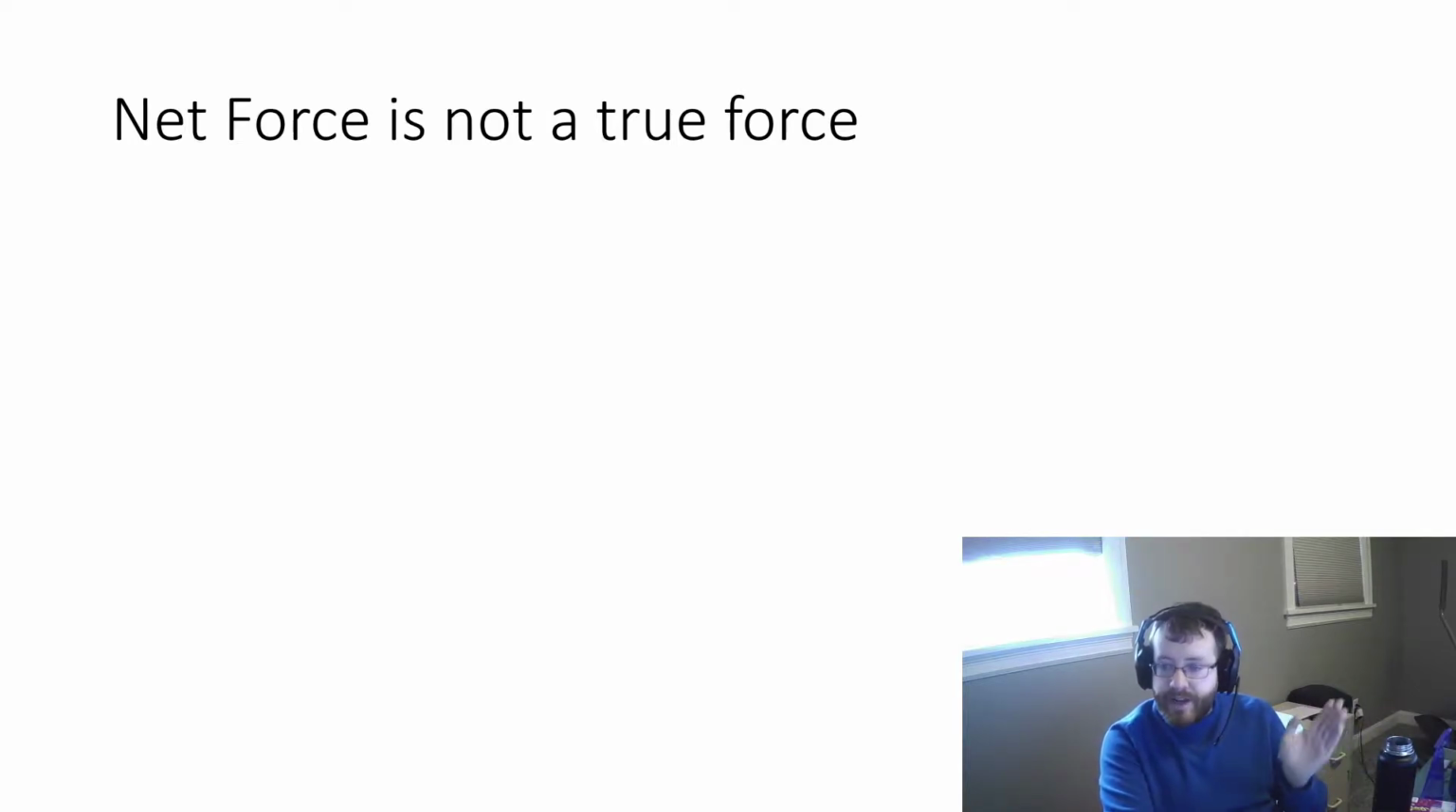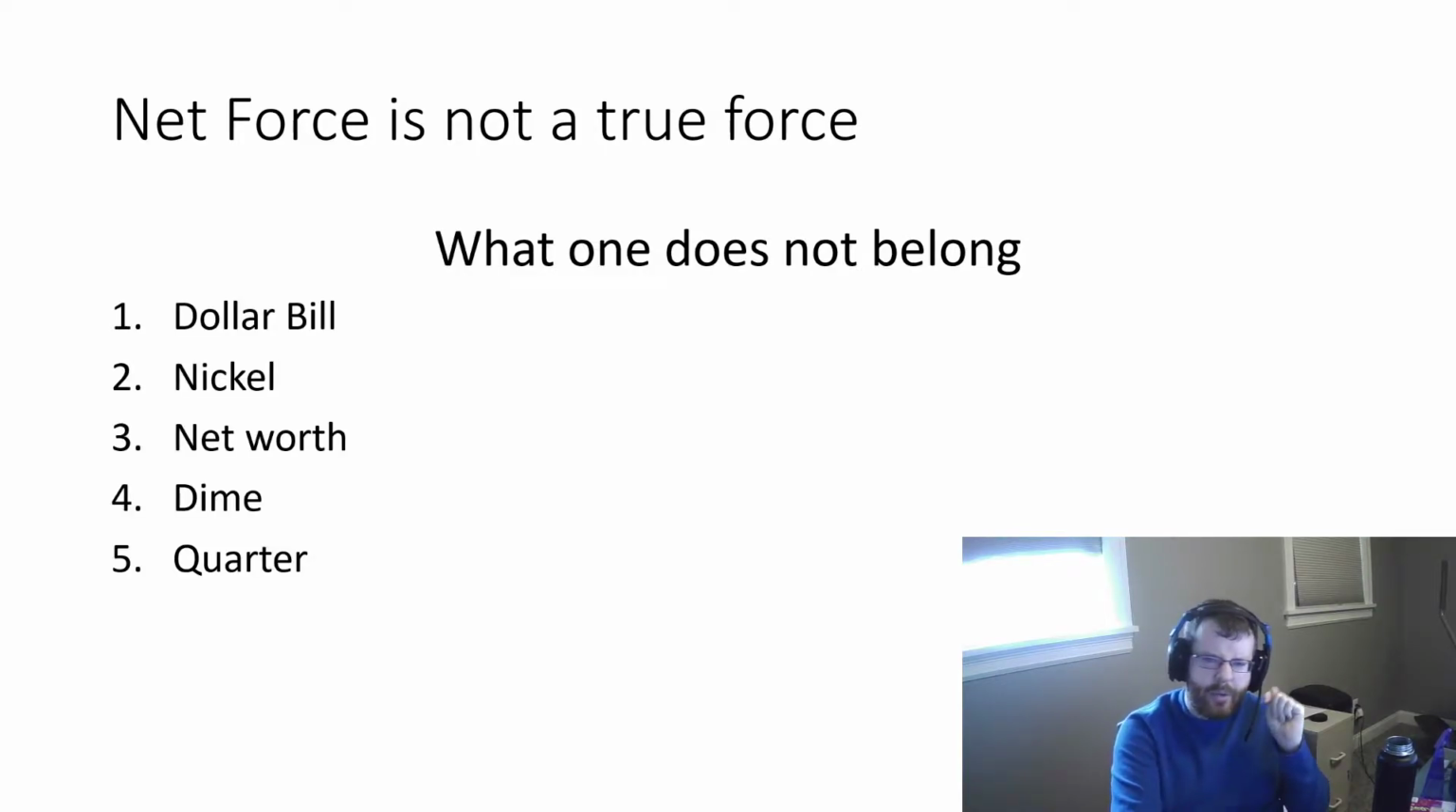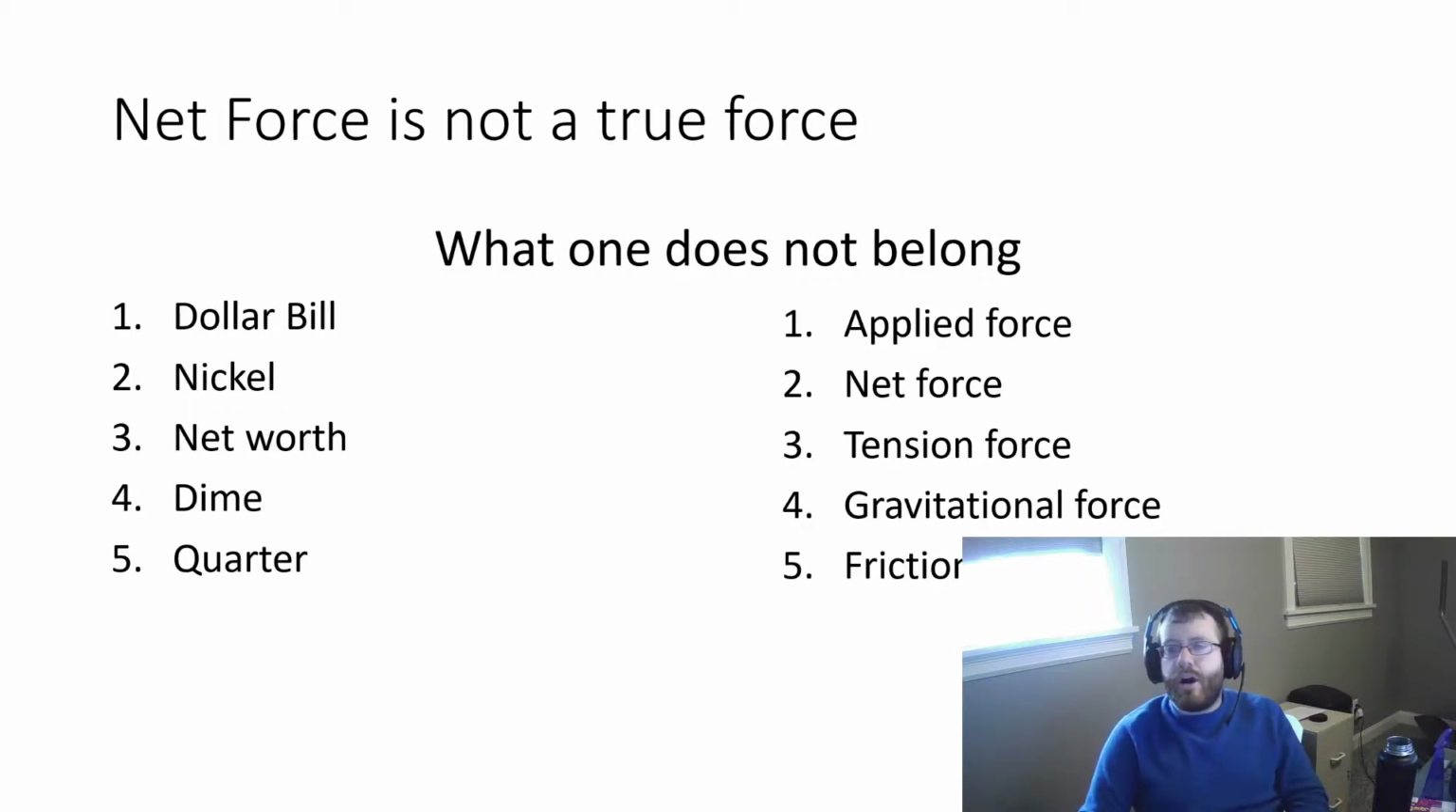We talked about many different types of forces like force of friction, applied force, normal force, all that stuff. A lot of people start expecting net force to be its own type of force, but it's not. Here's my example of that. On this side, we have our dollar bill, nickel, dime, quarter, all that stuff. Those are all currencies except for net worth. Net worth is the sum of all of these things. On the other hand, we have all these different types of forces, except that net force is the sum of all of those forces. And that's how that works.